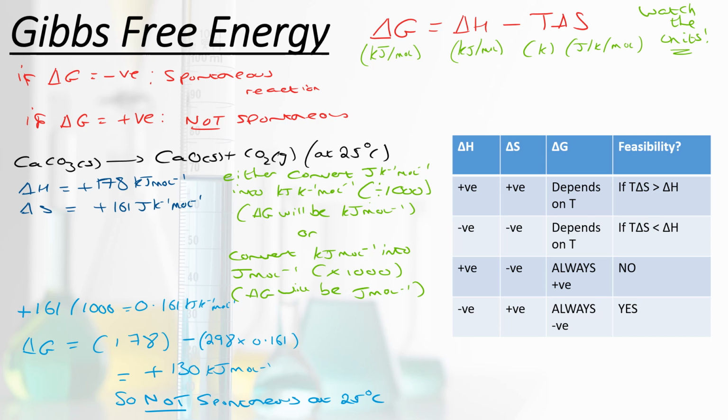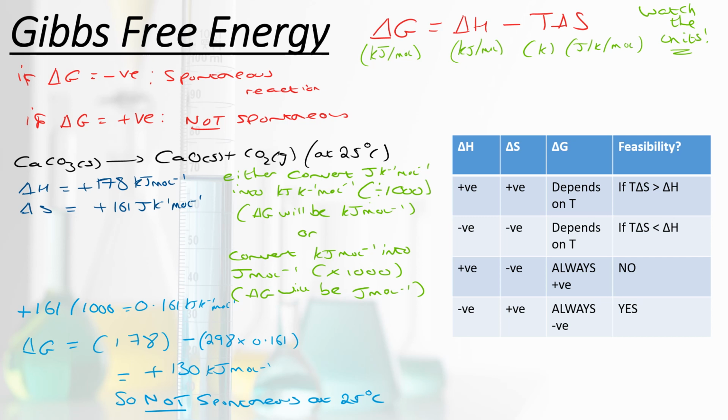If we look back to our equation, we're going to have a positive number minus a negative number. That will always be a positive delta G, and therefore it will never be feasible. And that kind of makes sense. Again, endothermic reaction, we said, tends to not be feasible. The only way it can be feasible is if we have an increase in entropy. Well, here we have a decrease in entropy, and so it's never going to be feasible.